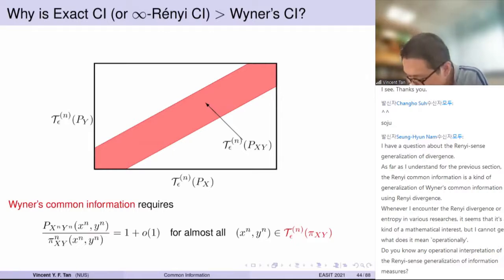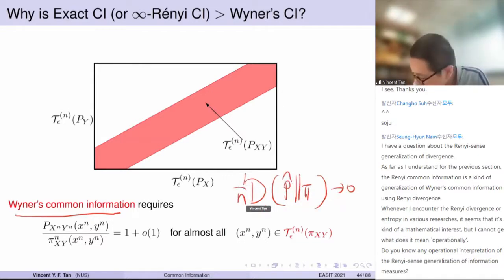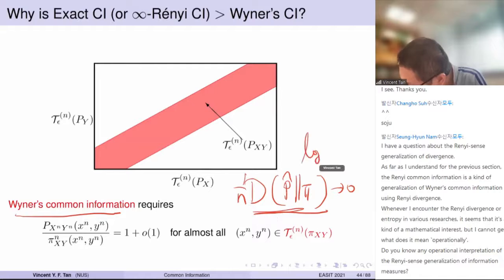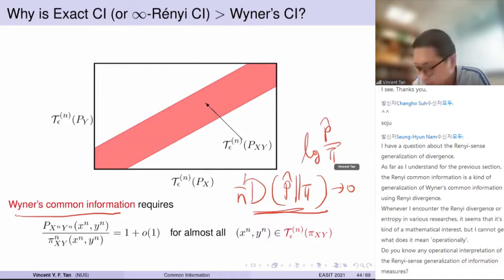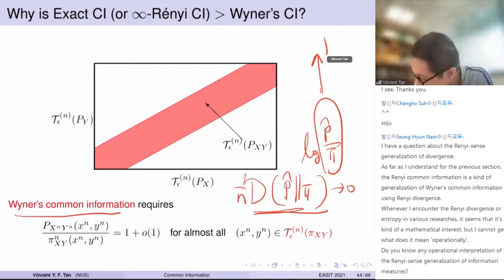So Wyner's common information, what does it require? It requires us to drive the relative entropy between the synthesized and the target to 0. But what is this guy here? This involves a log of p hat over pi, right? So as long as this guy here goes towards 1, we are happy, right? Because then the log here becomes 0.